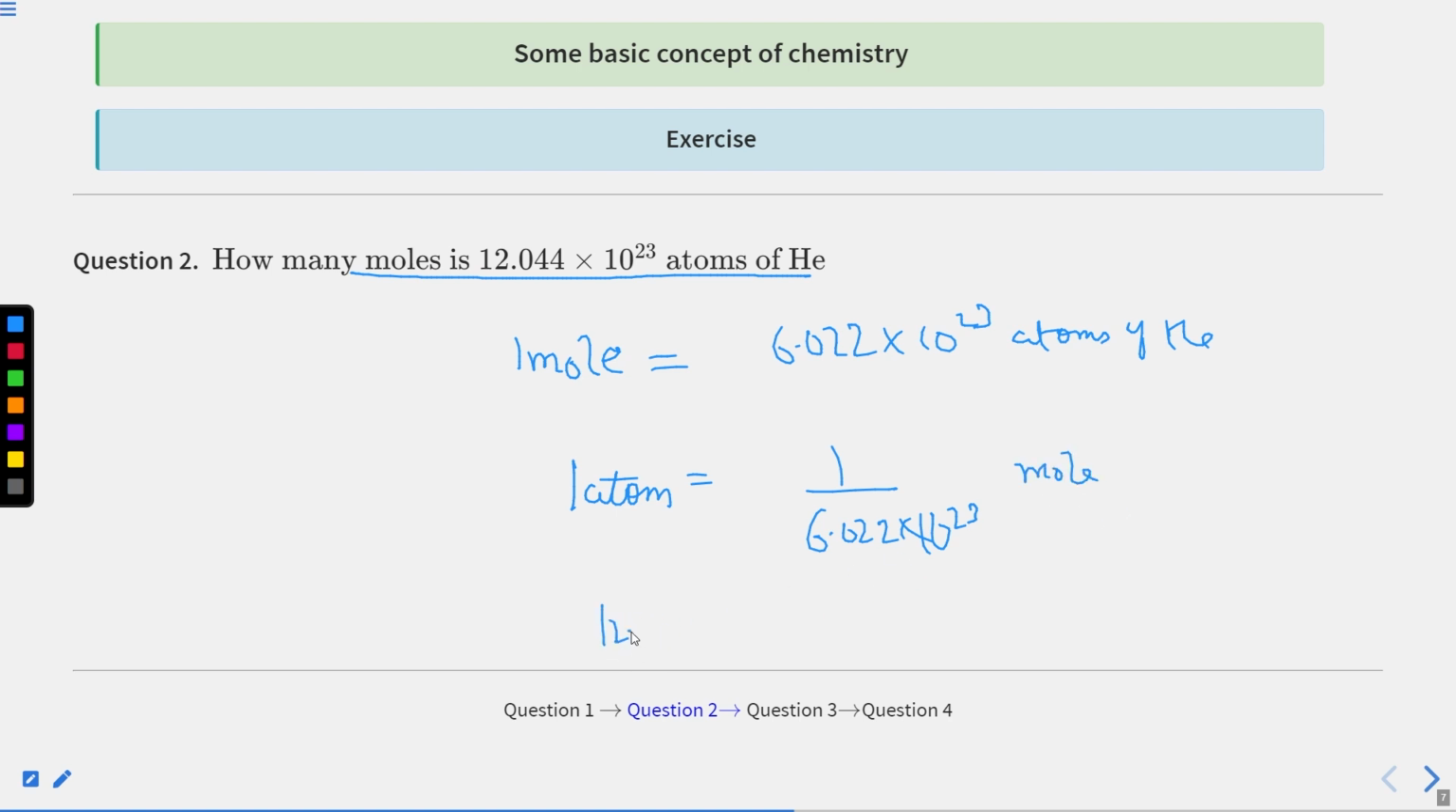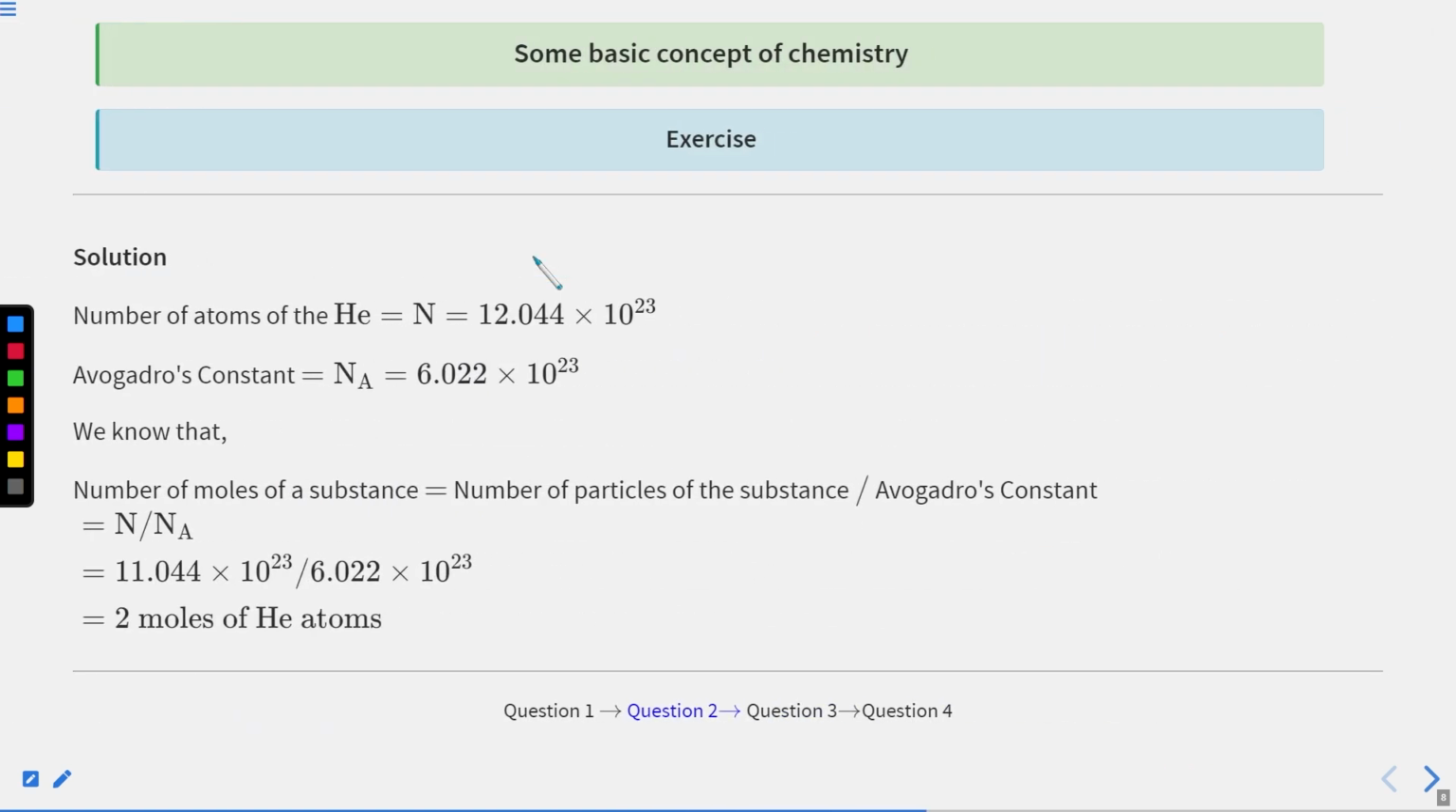Therefore, 12.044 x 10^23 atoms will contain how many moles? It is 1 by 6.022 x 10^23, multiplied by 12.044 x 10^23. That would give us 2. So 2 moles are there in this many atoms.